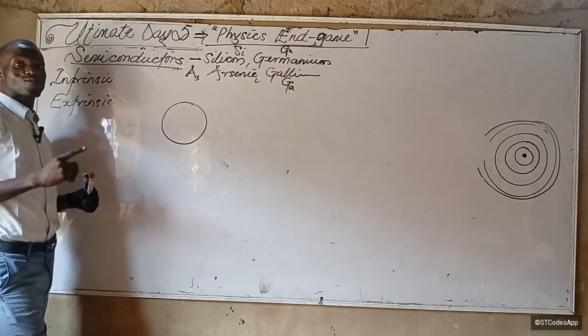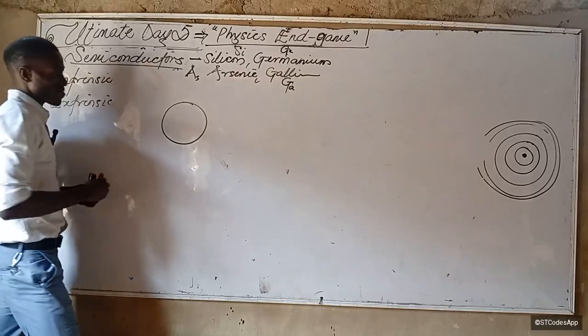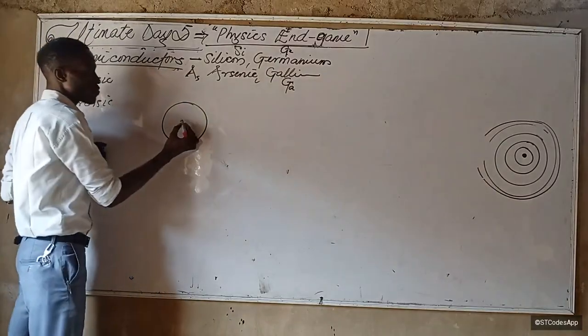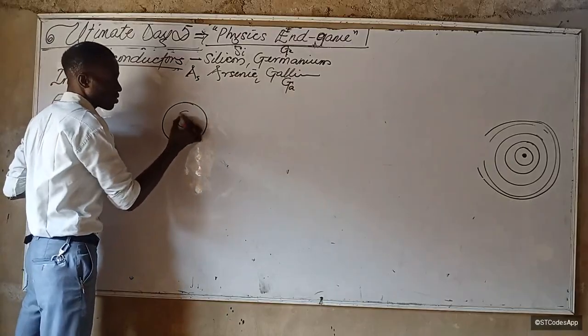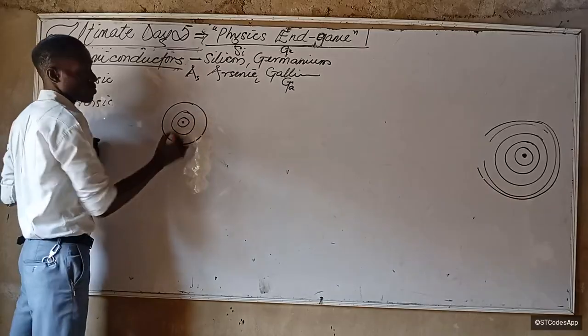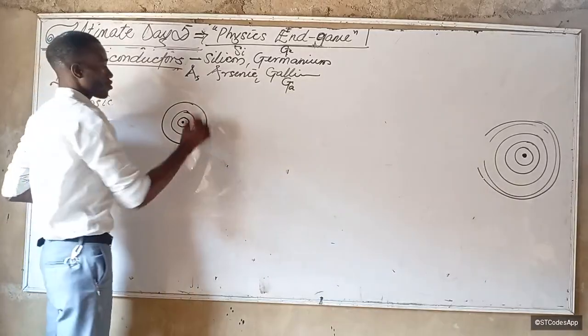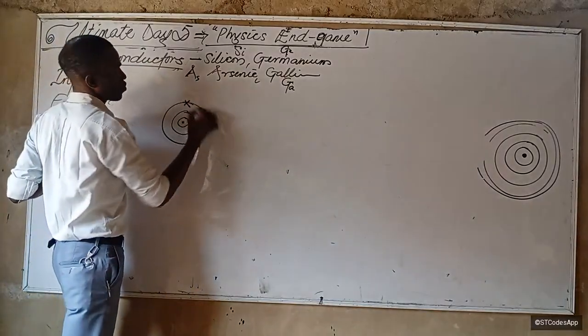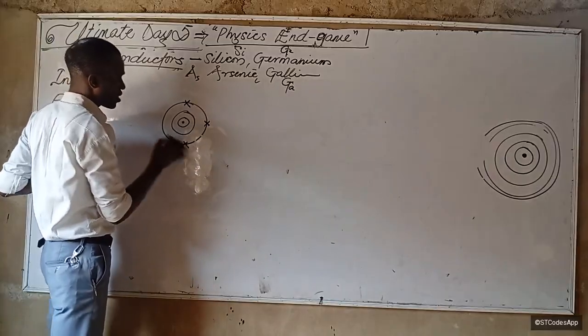It's taking you a year to remember silicon. It's 14. Okay, 14. So by the time we fill 2 in the first shell and 8 in the second shell, what do we have remaining? 4, right? So we have the 4, we fill them here. That is 1, 2, 3, 4.